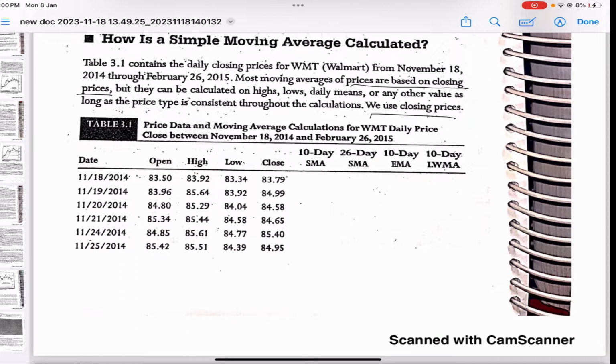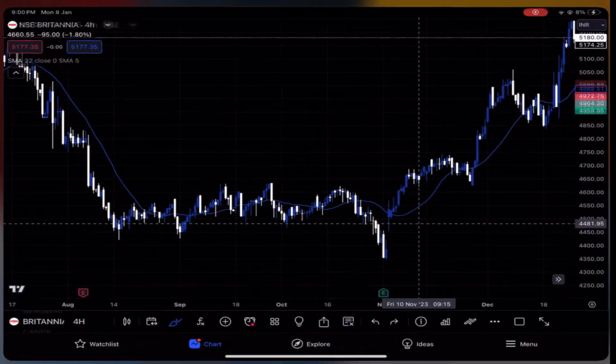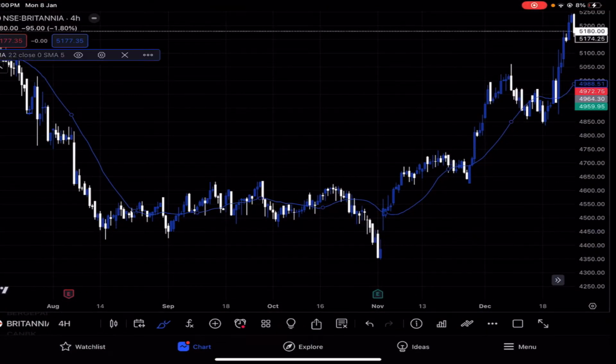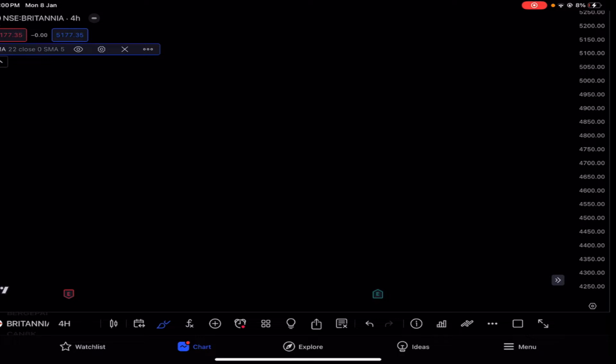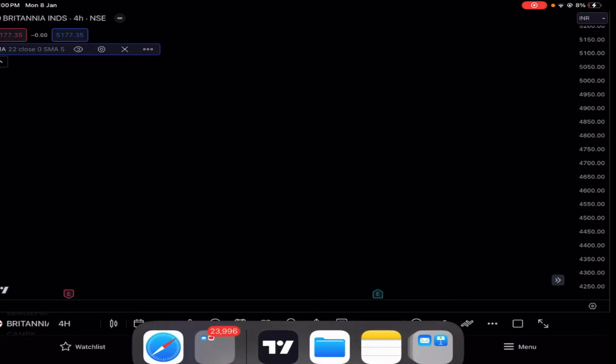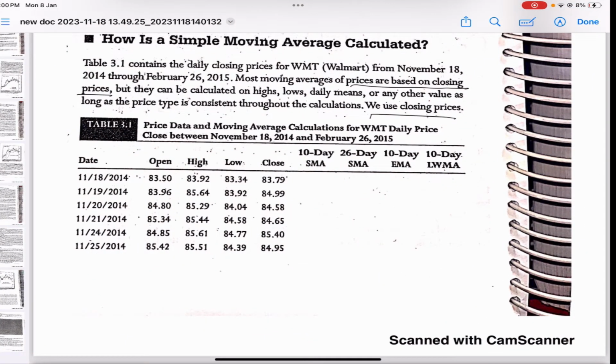Speaking of simple moving averages, let me also go on chart and show you. What we just have is a simple moving average. You can see SMA written. Yeah, SMA is basically simple moving average. So simple moving average is very simple. It is just the basic average of the candles. Keep that in mind.